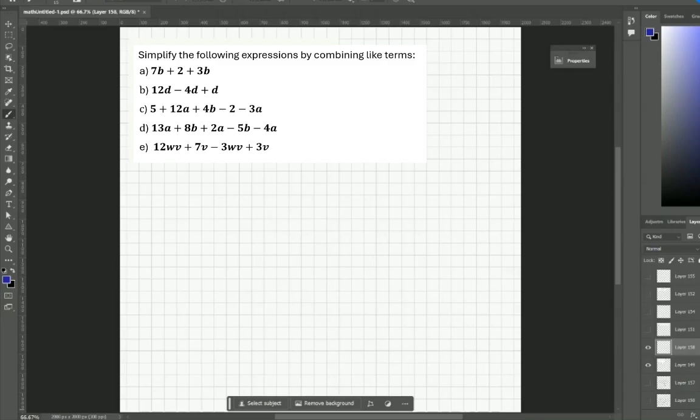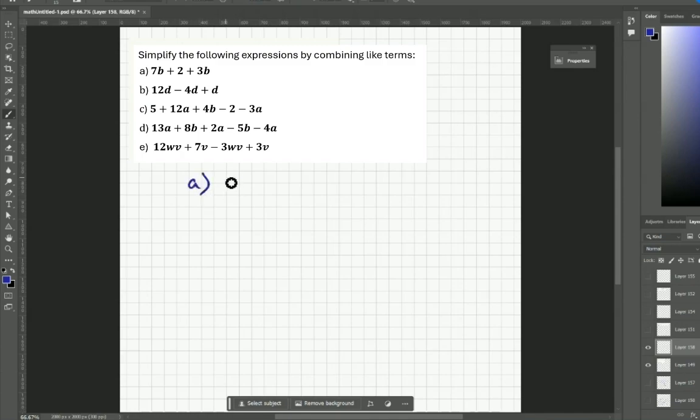Okay, welcome back. Now we're going to look at something we can do with like terms. Any like terms we can add together to simplify an expression. And that's done to make it easier to do substitution or later in equations, solve those equations.